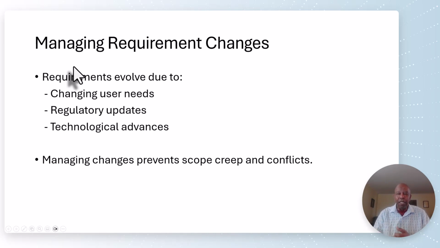Other things could be regulatory. Okay? Regulatory updates that could change it. Technology advances. We're getting a new type of computer. Okay, so we need to make sure that our particular application works on that computer. Managing changes prevents scope creep. And we'll talk about scope creep because it happens in every application.